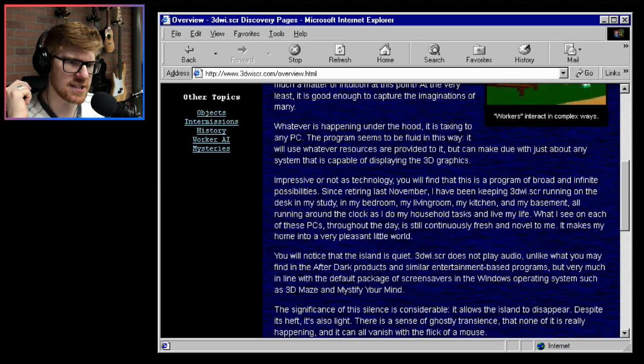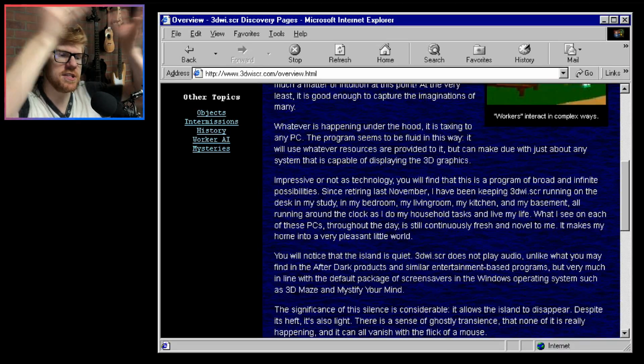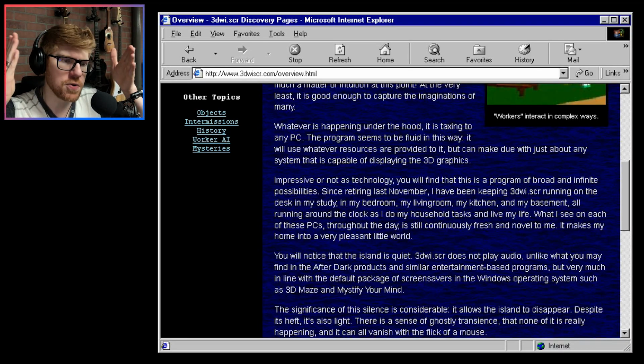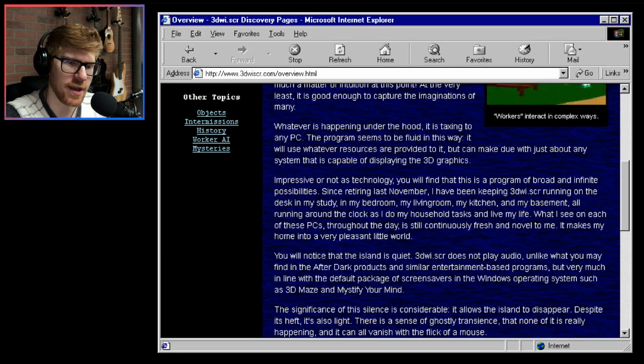The significance of this silence is considerable. It allows the island to disappear. Despite its heft, it's also light. There's a ghostly, transient sense that none of it is really happening, and it can all vanish with the flick of a mouse.